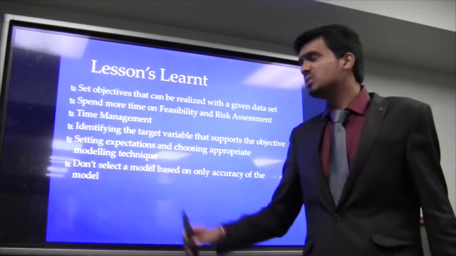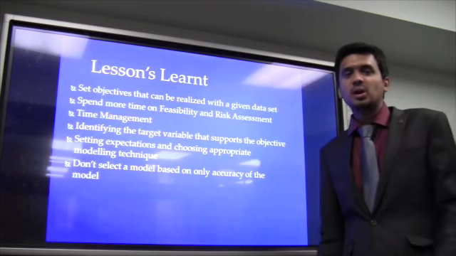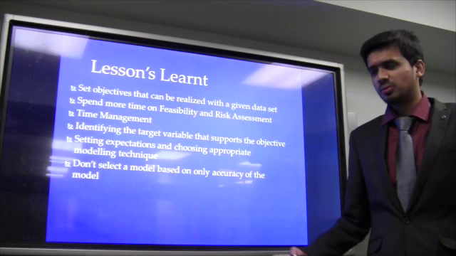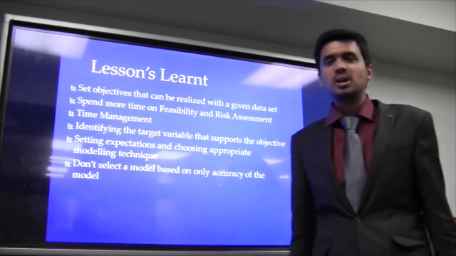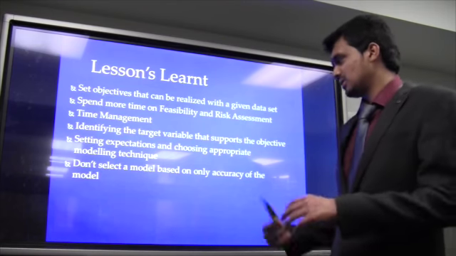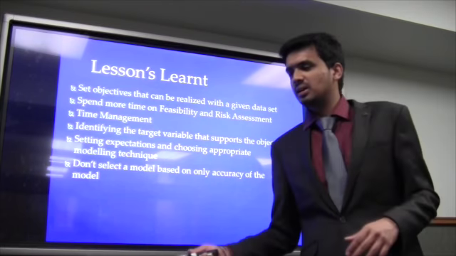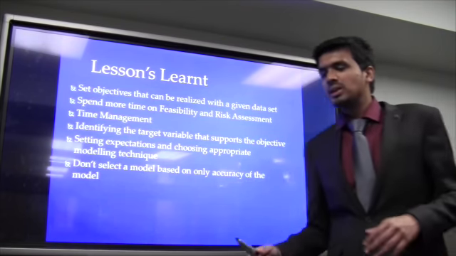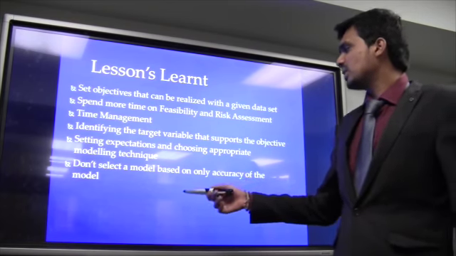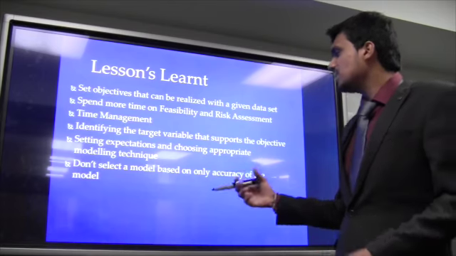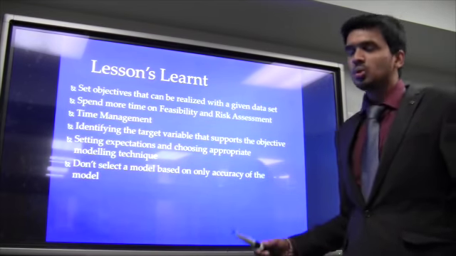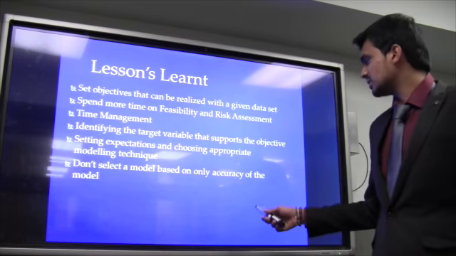And don't just select the modeling technique based on the accuracy. For example, we developed a Bayesian network model which had a significant accuracy of 72%. Although we had only one dependent variable, so the reliability of the model was unknown. So don't select a model based on the accuracy. Thank you.